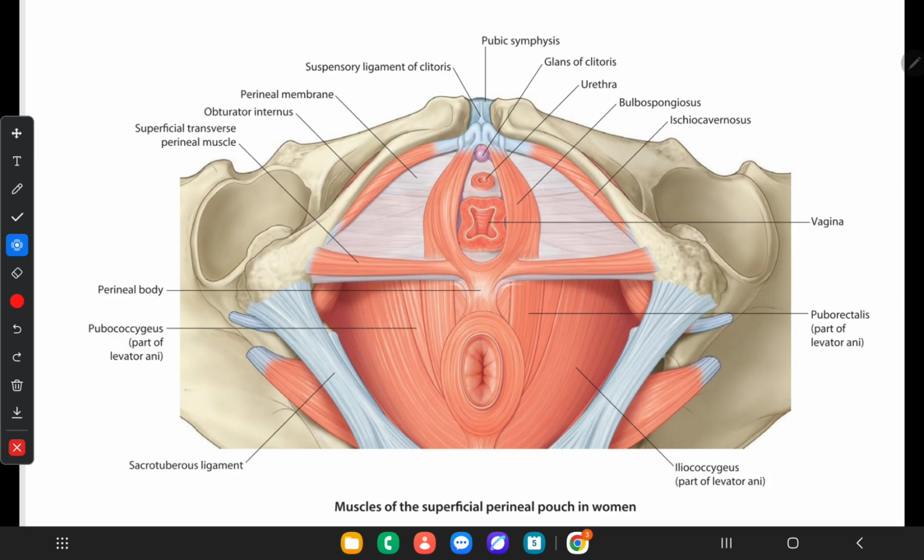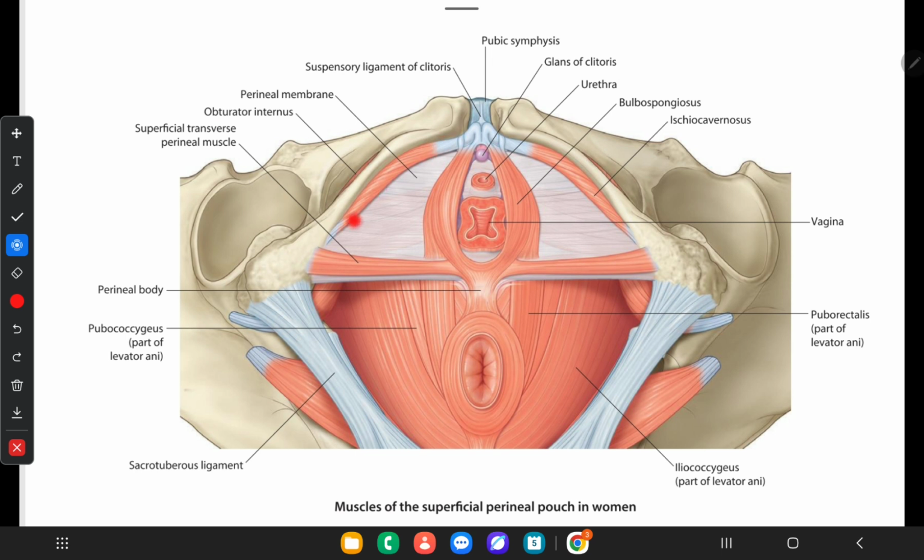Here is a section in females, showing the muscles in the superficial perineal pouch. You can see the urogenital triangle here. This is the anal triangle. First we will see what the muscles are. Here you can see this is the ischiocavernosus muscle.